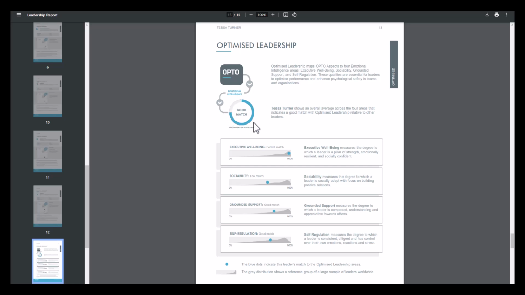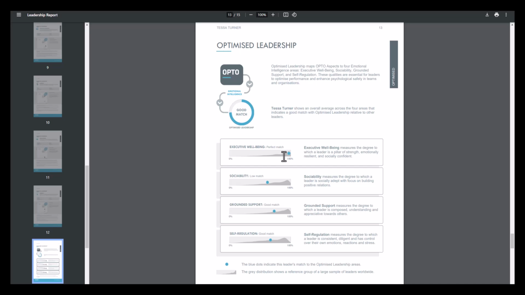A match percentage is provided at an overall level, and on the following pages we break it down into the four components. Below the description, you can see each behavioral scale along with the participants' results. The gray area in the background represents the international group of leaders we use for comparison.